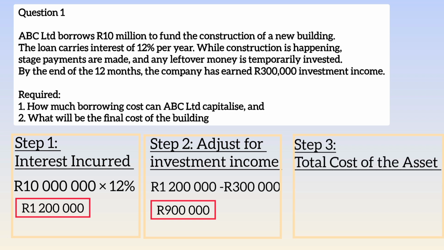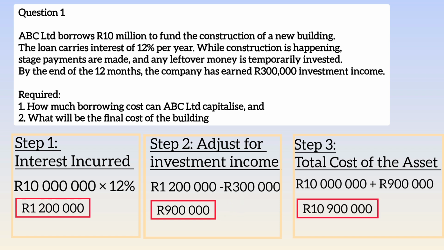Step number 3, you then calculate the total cost of the asset. So we need to calculate how much is the total cost of the building to be recognized. So to calculate the building cost, we say 10 million plus this 900,000. If you say 10 million plus 900,000, 10,900,000 is the value that will be recognized. This amount will appear in the statement of financial position of ABC Limited.